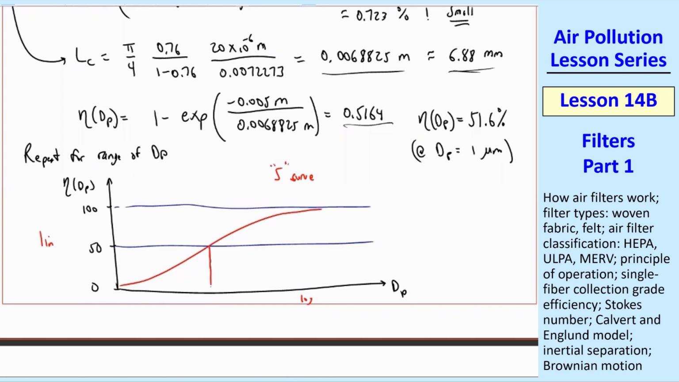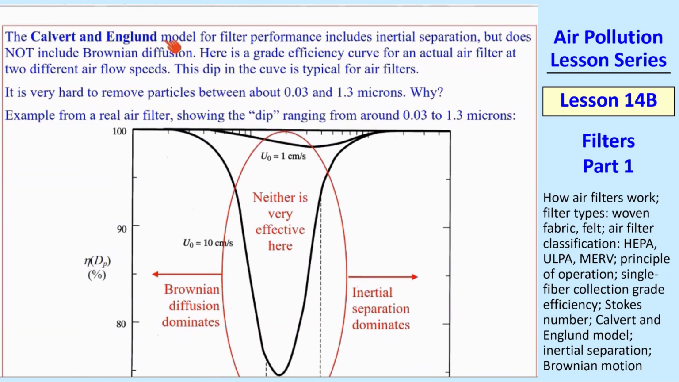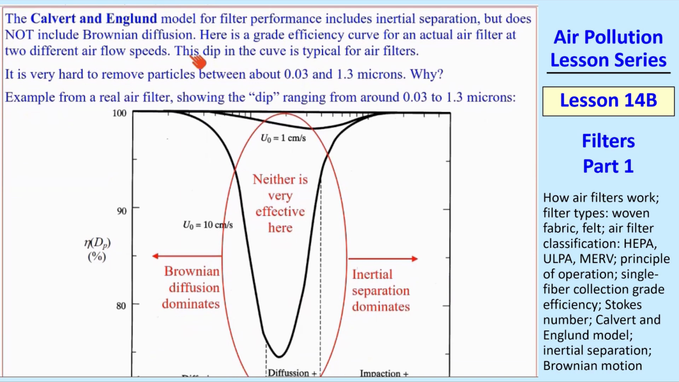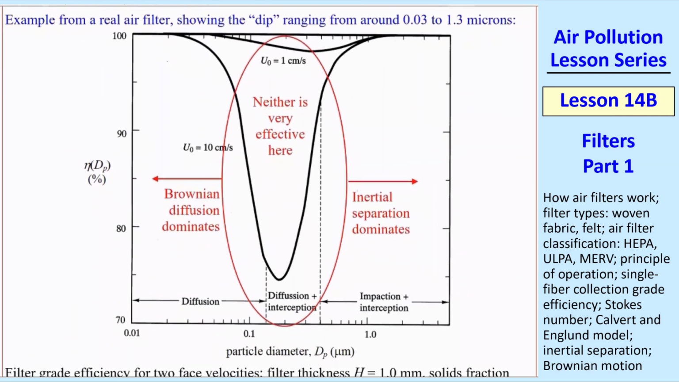We could also define a cut diameter. So that's how you deal with these filters. I have just one more comment here. The Calvert and Englund model does not include Brownian diffusion. And so the actual grade efficiency curve will go up because of Brownian motion for very, very small particles.